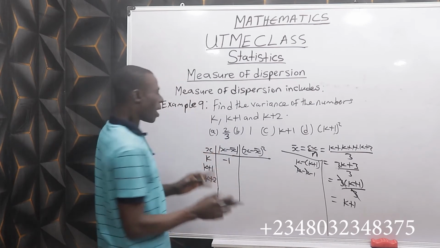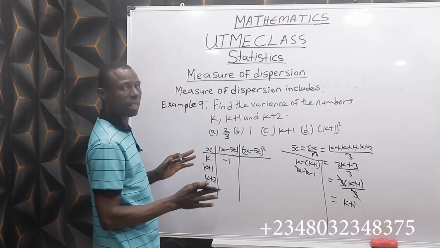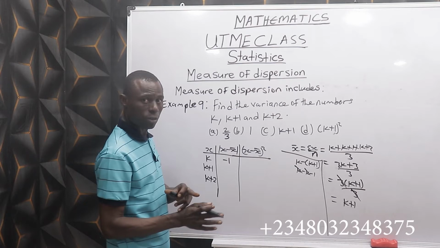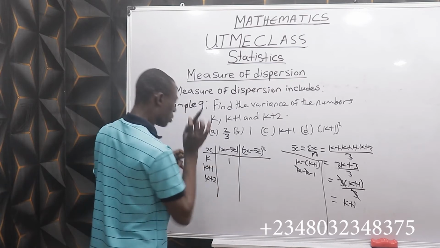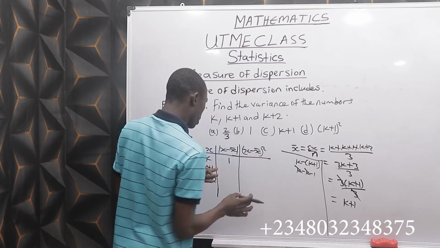Do you understand? And if you want to consider absolute value, you don't need to put the negative sign there. Should we consider absolute value? Let us. So you don't put the negative sign there. Just find the difference between them.